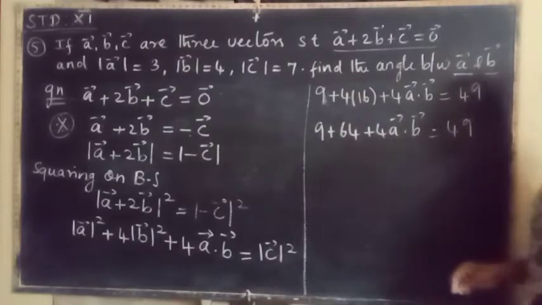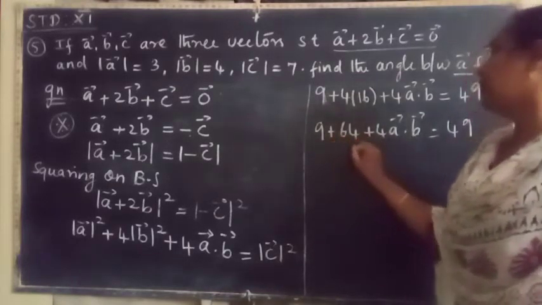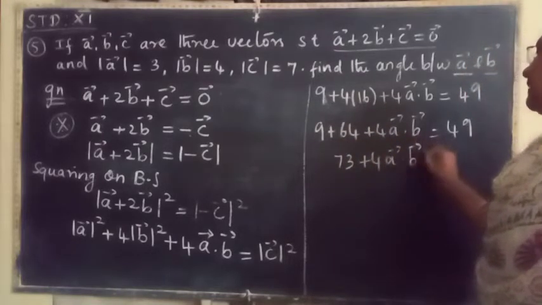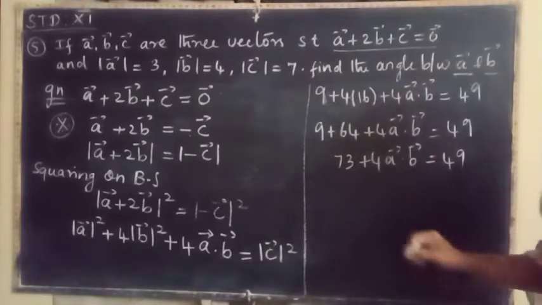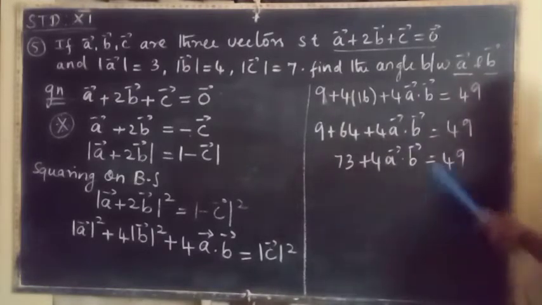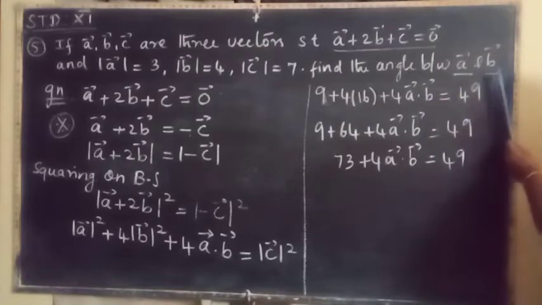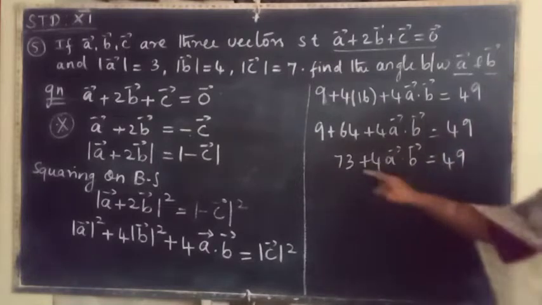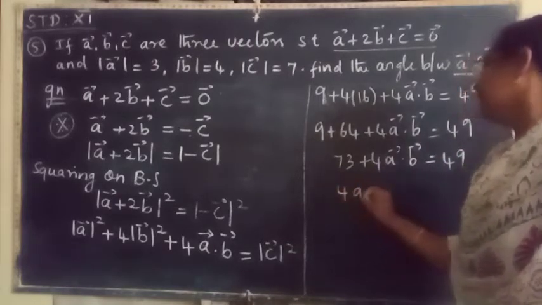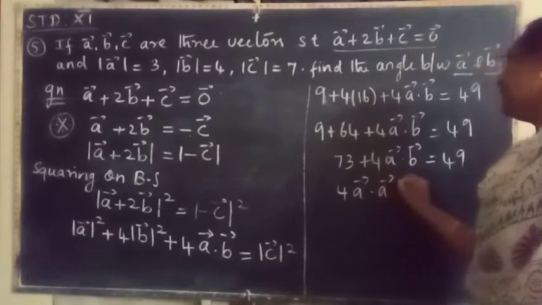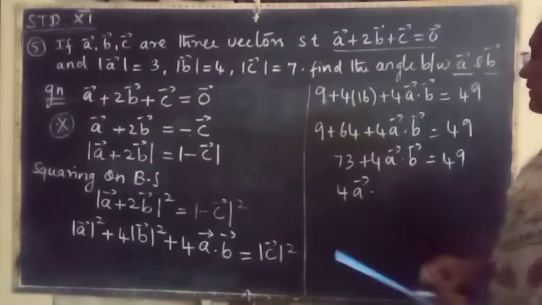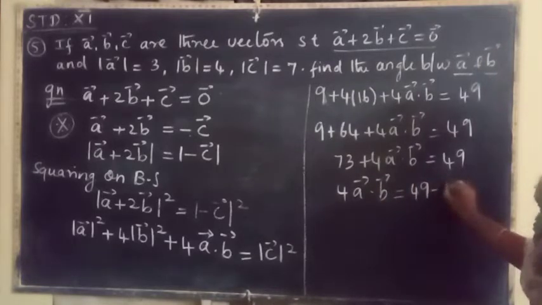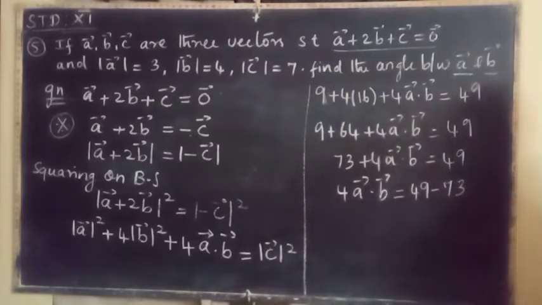Did you understand? Now adding these two, you will get 73 plus 4 into A vector dot B vector equal to 49. Now I am going to find the value of the angle between A vector and B vector, so I am going to focus on A vector dot B vector. The rest I can bring to this side. So 4 into A vector dot B vector equals 49 minus 73.